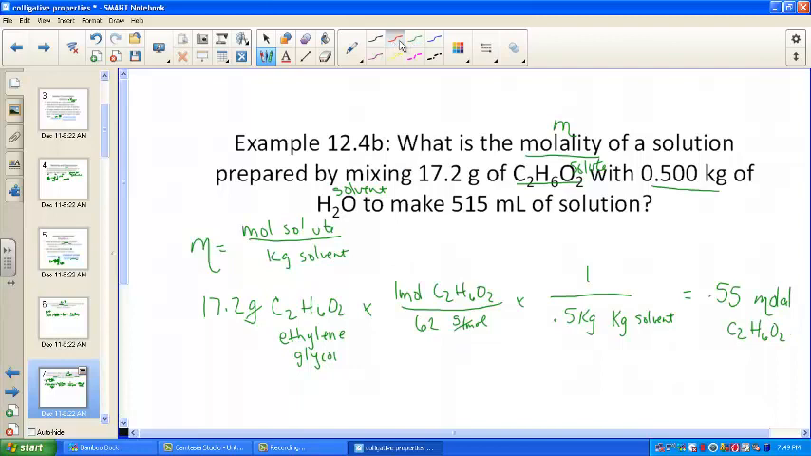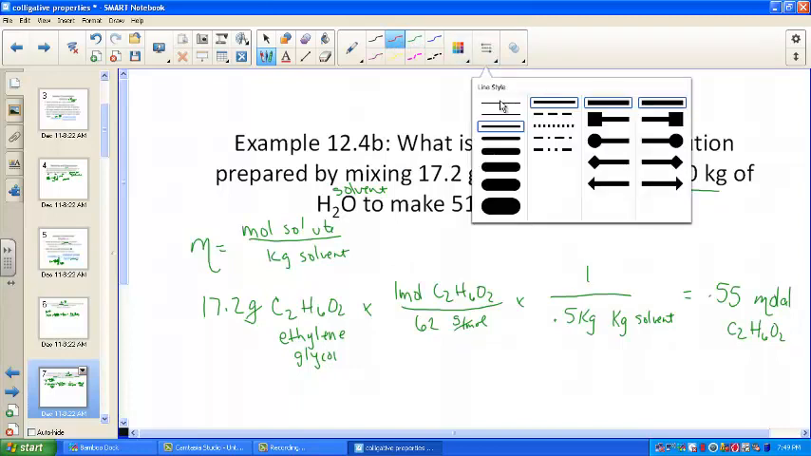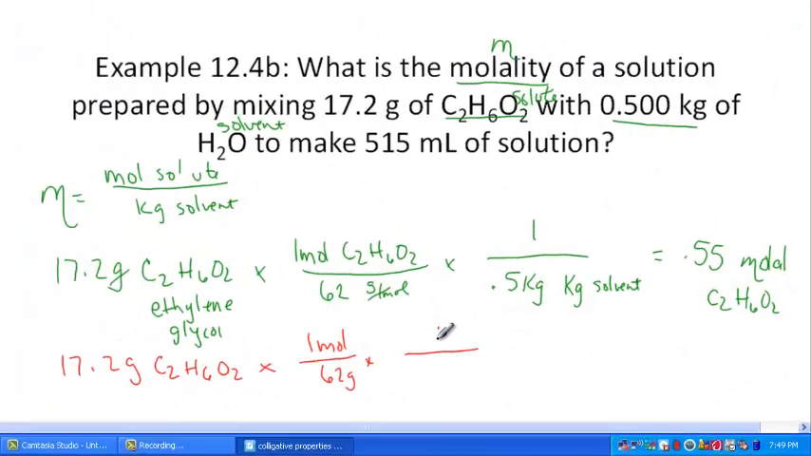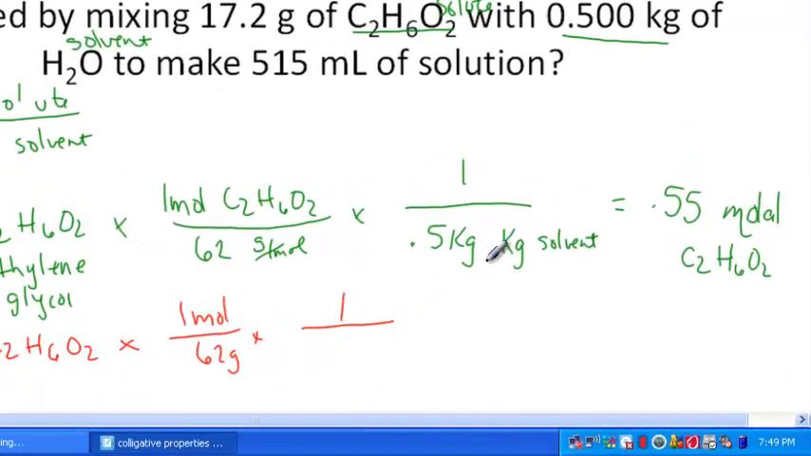Now it didn't ask us, but what if it had to convert that into molarity units? In the molarity units, 17.2 grams of our solute, C2H6O2, we can use our molar mass we found to be 62 grams. It's the critical next step that distinguishes the molality and molarity. Molality used kilograms of solvent. Molarity will use liters of solution.